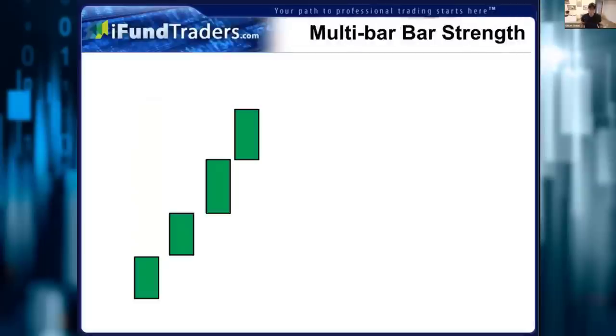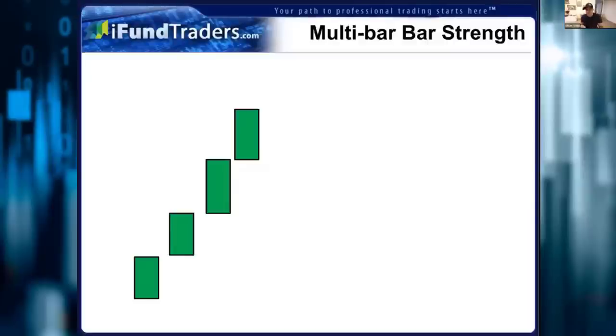Then you have the multiple bar strength move. No individual bar is necessarily super powerful. You might have some powerful bars there, but not super powerful. But when you string the consecutive bar movement together, it forms a period of strength. So you have the one bar strength move, and then you have the period of strength, which is made up of several bars strung together.